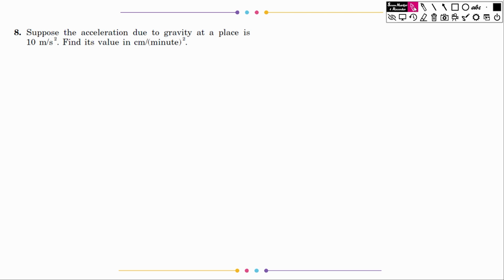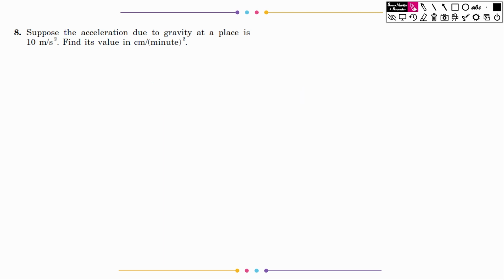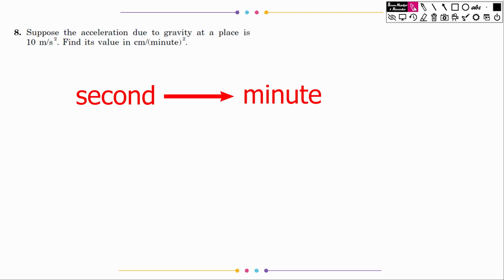The problem is stating, suppose the acceleration due to gravity at a place is 10 meter per second square, then find its value in centimeter per minute square. The problem has given value of g, that is acceleration due to gravity, as 10 meter per second square. Now meter per second square is in SI system, and the problem is telling to express it in centimeter per minute square. Now the problem can be directly solved by converting meter to centimeter and second to minute.